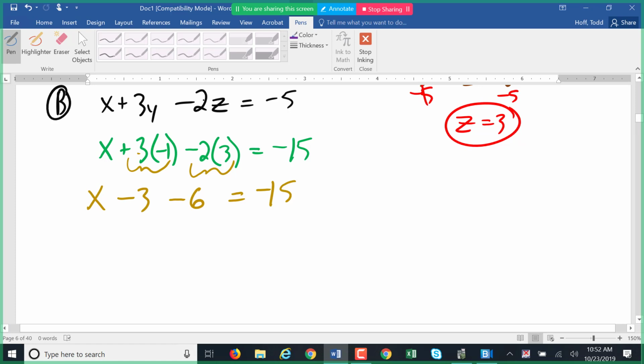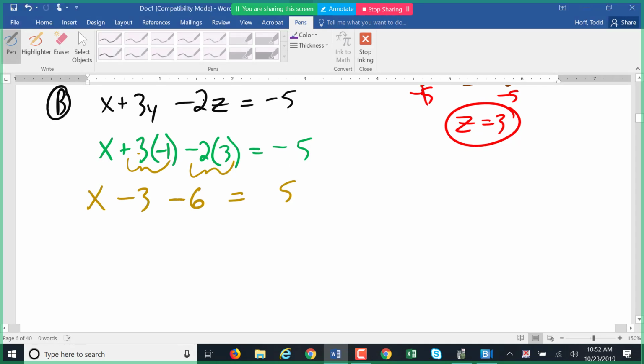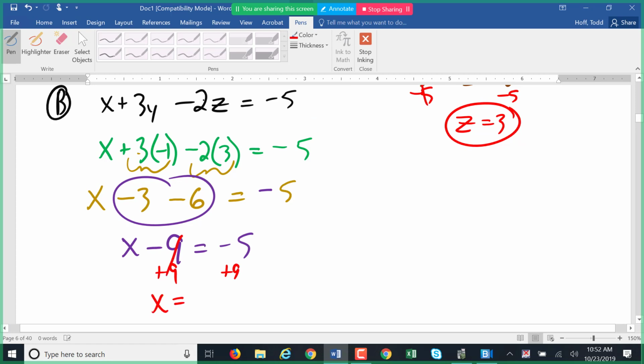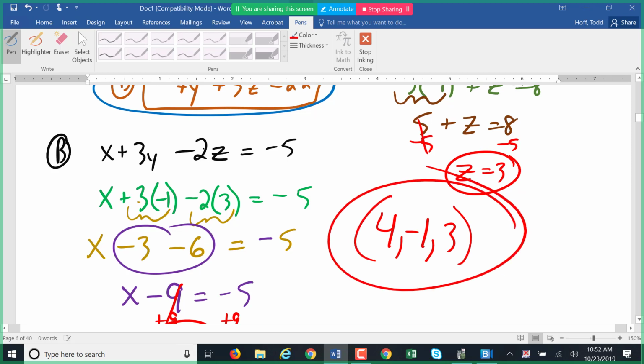Oops, I said negative 15, it's negative 5. I don't know where that 1 came from. So equals negative 5. Negative 3 and negative 6 make negative 9, so that's x minus 9 equals negative 5. And I'm going to solve by adding 9 to both sides. So negative 5 plus 9 is 4. x equals 4. So my solution here is 4, negative 1, 3.